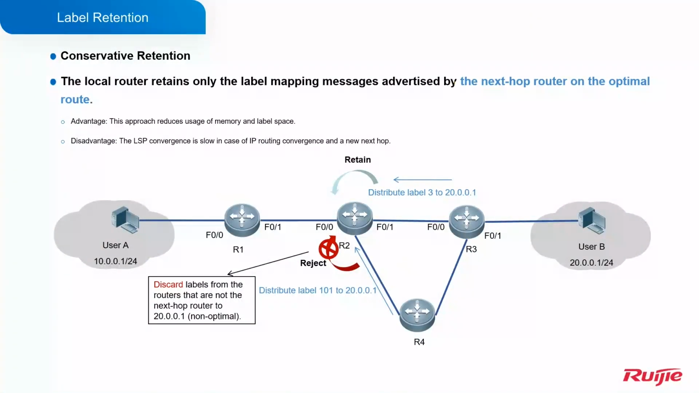We only install one label for the best path. But the disadvantage is the LSP convergence is slow. If one link is broken, for example, if this link is broken, you have to wait for your IP routing convergence first. Then you have to establish the LDP session. And then you have to wait for your neighbor to send a new label to you, and then you can use the label to forward the message out. Before the LSP converges successfully, all the packets will be discarded. So these are the advantage and the disadvantage.